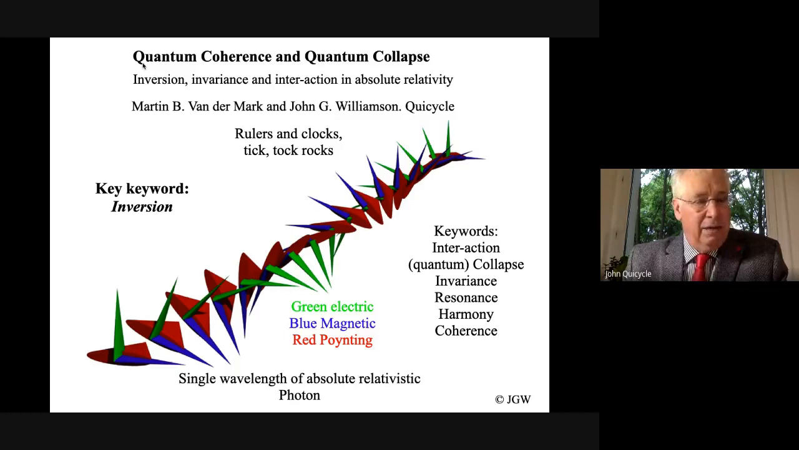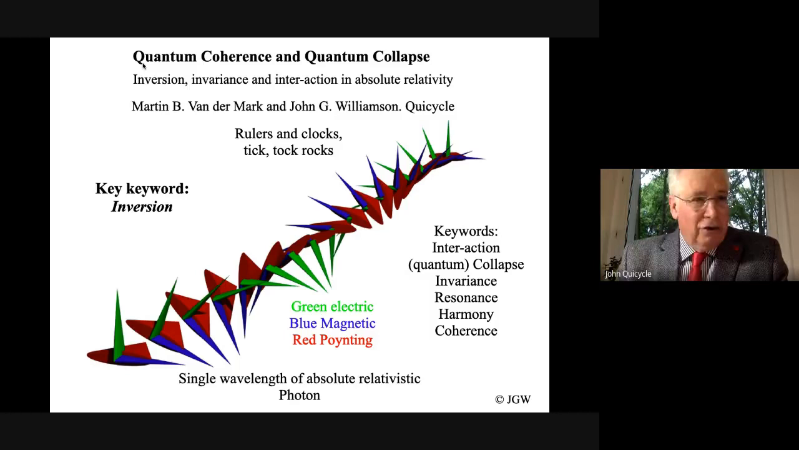Now, I'm going to talk about quantum systems mostly of light, but this applies also to electrons, and Viv started talking about those things in his talk yesterday. I may dip into those or perhaps come into them in the discussion afterwards as well, although the talk is primarily about photons today. The authors of this talk are Martin van der Mark and myself. I've put Martin first on this one because he was going to be the lead person on a paper pertaining to this, and that paper is an unpublished paper up on the Quicycle website.